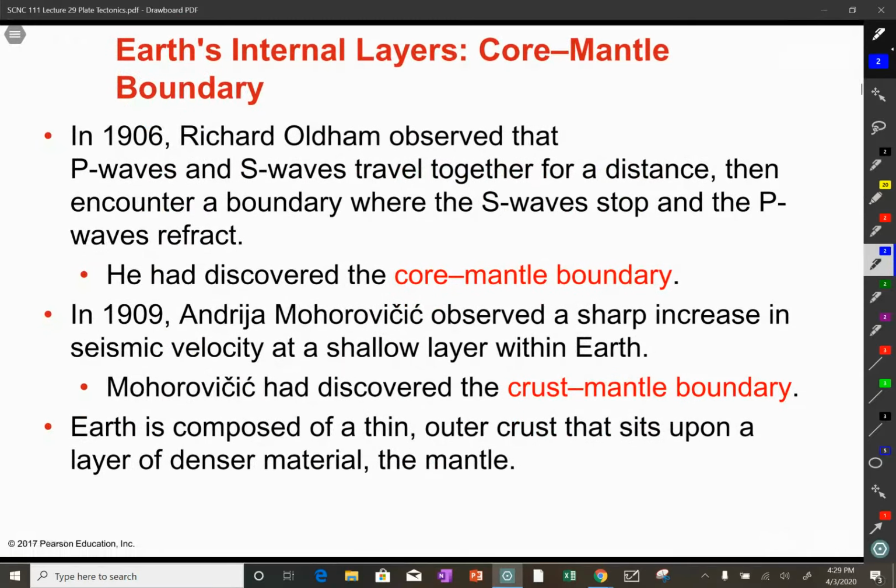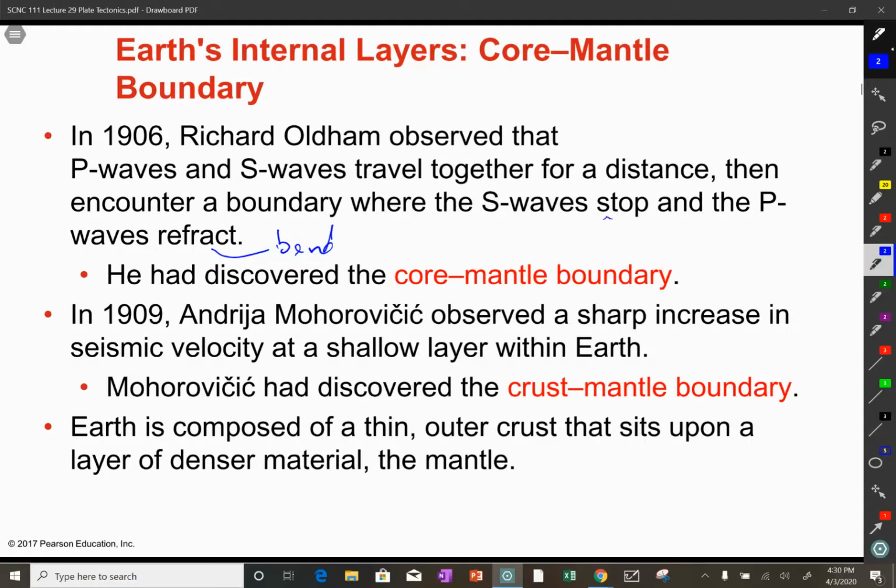Now, a little bit of history of our understanding of the Earth. In 1906, so that was 114 years ago, Richard Oldham observed that the P waves, the primary waves as we call them, or pressure waves, and the S waves, the secondary or shear waves, travel together for a distance, but then they encounter a boundary where S waves stop and the P waves refract. So stop, that means the S waves disappeared. Refract means bend. So the P waves bend, but the S waves stop.